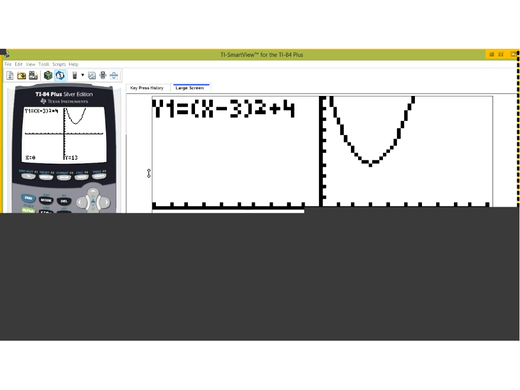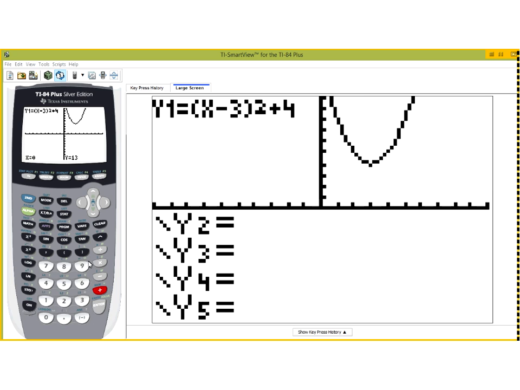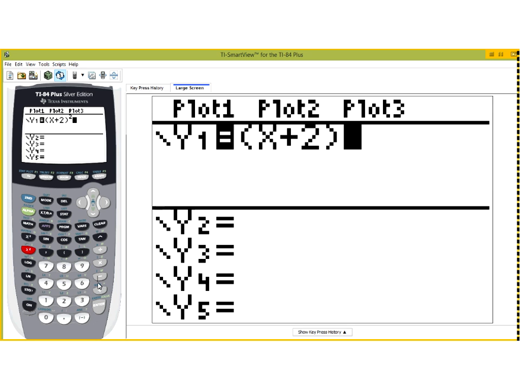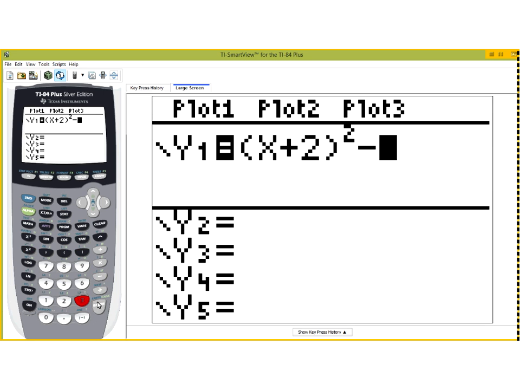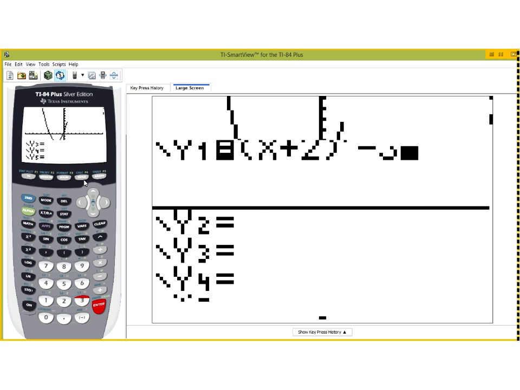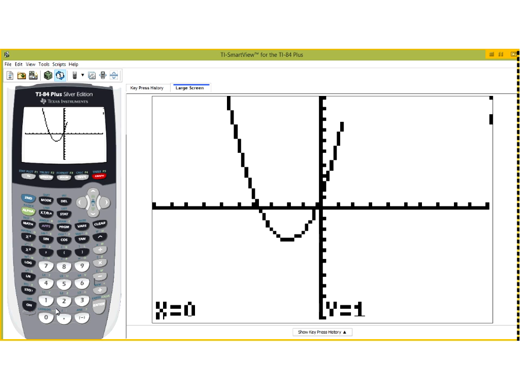Okay, now I need to be good at my calculator so that I can check all my answers and make sure everything works. So I'm going to type in my function (x + 2)² − 3 and I'm going to use trace. When x is 0, y is 1. That verifies the y-intercept that I found.